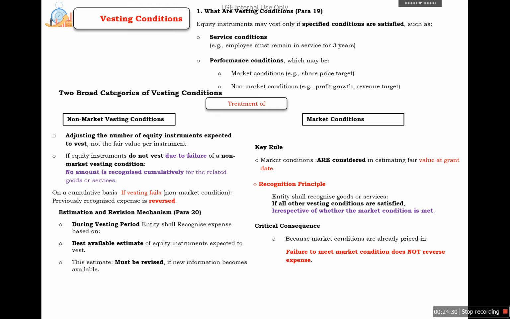So this is the basic difference between the two conditions. For a non-market vesting condition, we need to revise the estimation, increase the period, and change the expense based on the achievement or non-achievement. We have the option to reverse the expense that we have already booked. But in case of the market condition, if there is a failure to achieve because of the market condition, there is no option to reverse the expense.